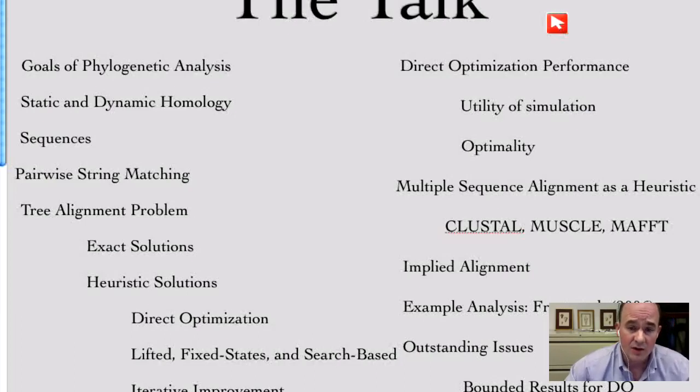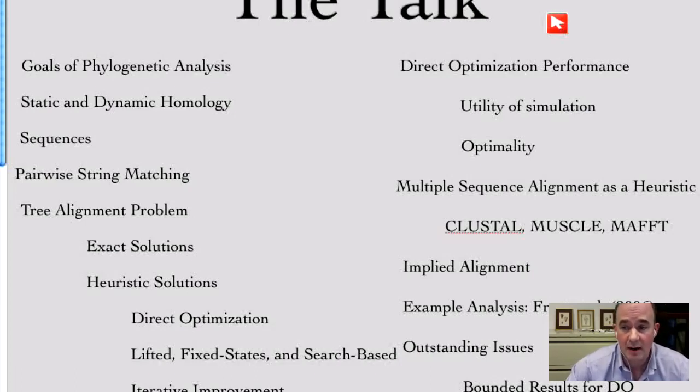So with the goals of phylogenetic analysis, and then static and dynamic homology, how we deal with sequences, very briefly pairwise string matching, then the tree alignment problem, which is really what we're looking to solve here, which is NP-hard. So exact solutions, heuristic solutions, and how we can do that in a parsimony minimization context or even in a likelihood context very briefly.